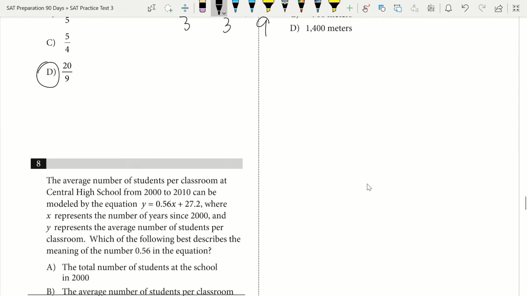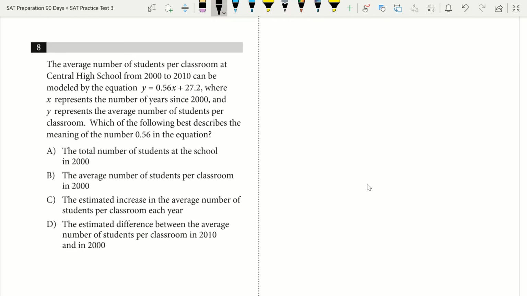All right, moving on to question 8. The average number of students per classroom at Central High School from 2000 to 2010 can be modeled by the equation y equals 0.56x plus 27.2. So that's an equation. We're going to make sure we underline it. We were given a time up here. We're going to underline that as well. We were told the average number of students per classroom is modeled by this equation.